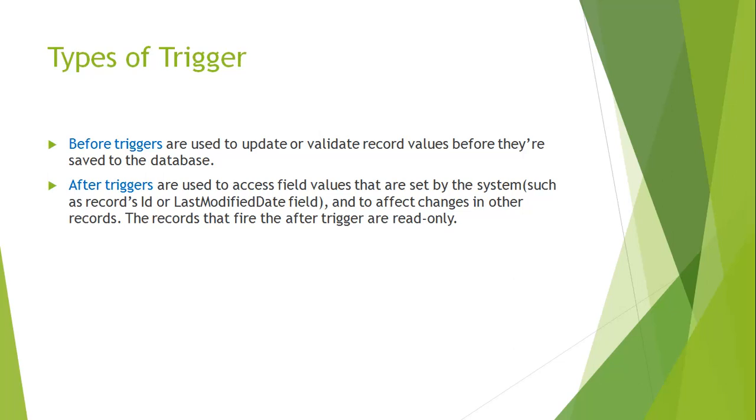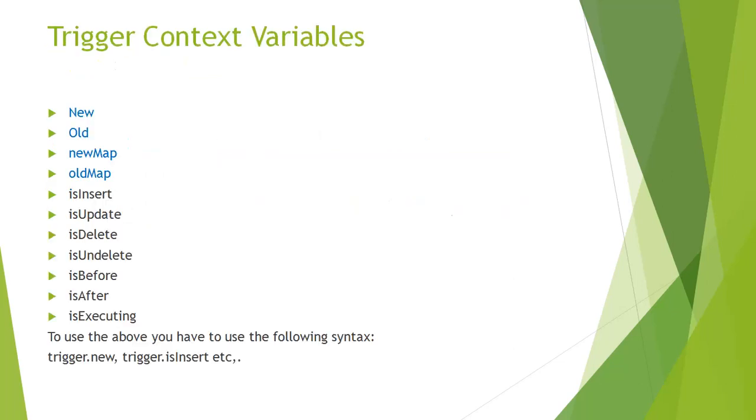We'll see the examples. But before we see the examples, we have to know the trigger context variables. What are the trigger context variables we have? We have new, old, new map, old map, and is insert, is update, is delete, is undelete, is before, is after, like that. But what is the purpose of these context variables? First of all, let's talk about new, old, new map, old map.